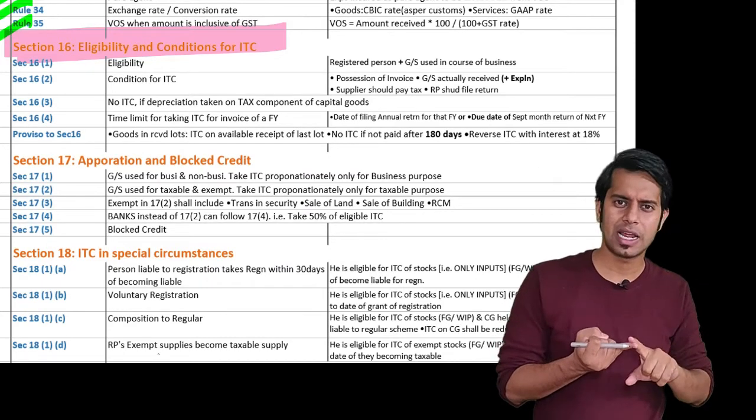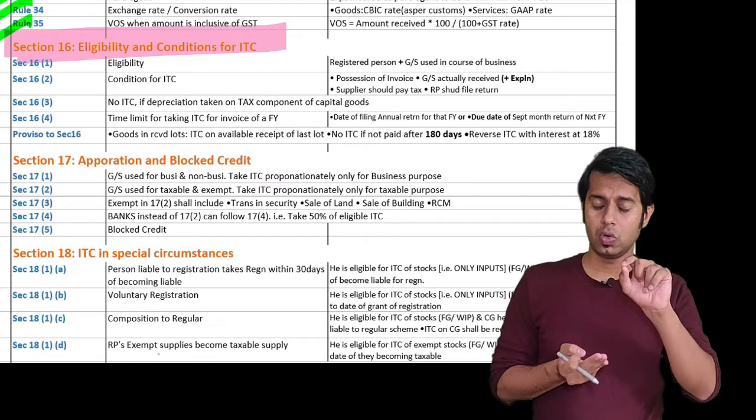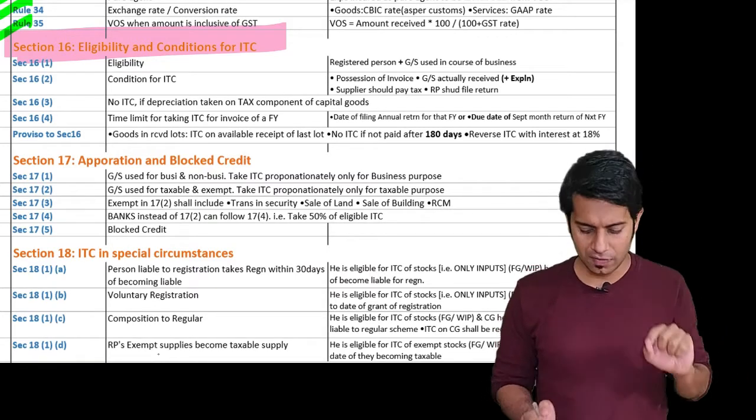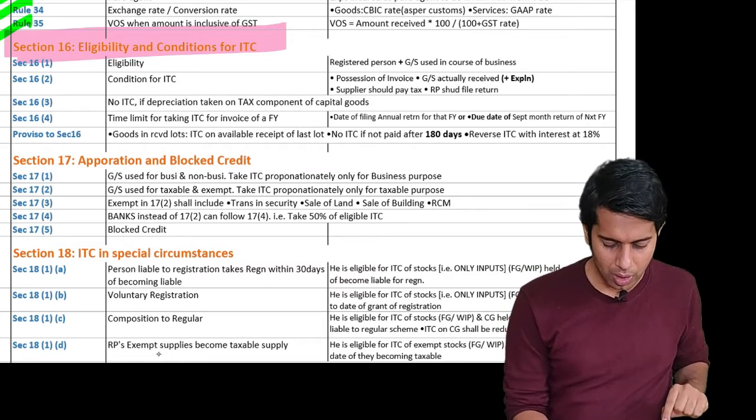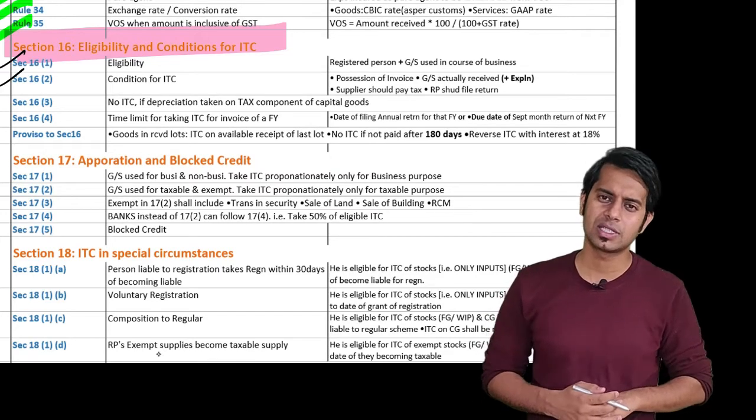Now, a registered person can take input tax credit on goods or services or both which is used or intended to be used in the course or furtherance of his business. Then point number 2. What are the conditions for taking input tax credit, sir? There are totally 4 conditions for taking input tax credit.